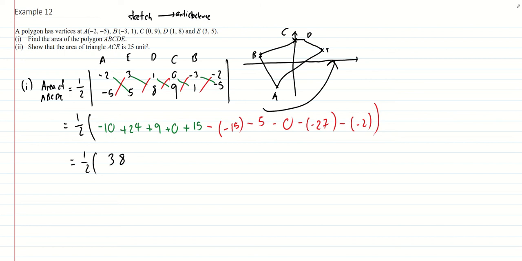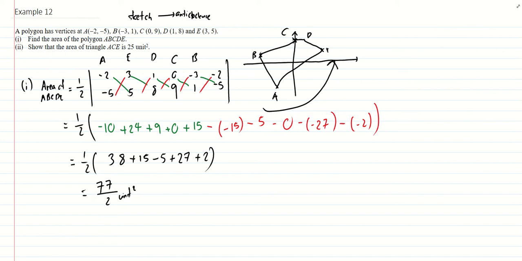Okay, then minus become positive, so plus 15 minus 5 minus 5, minus 0 I can ignore. Minus and minus become plus, so plus 27. Minus and minus become plus 2. Okay, and then solve this. So I have 38, this is 10, so 38 plus 10 is 48, 48, 50, 77. So 77 divided by 2, so I have 77 over 2 unit square.